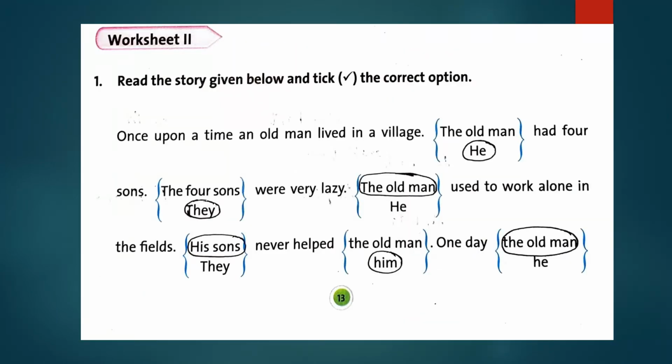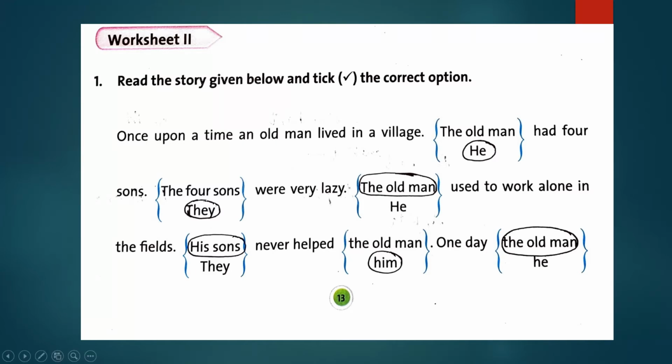Next, worksheet 2. Read the story given below and tick the correct option. Once upon a time, an old man lived in a village. So instead of old man, we have to write here the replacing word, that is he. He had 4 sons. Instead of 4 sons, we have to replace they. They were very lazy. Next, the old man used to work alone in the fields. His sons never helped him. So that means him and his, they, he, all these are replacing words.